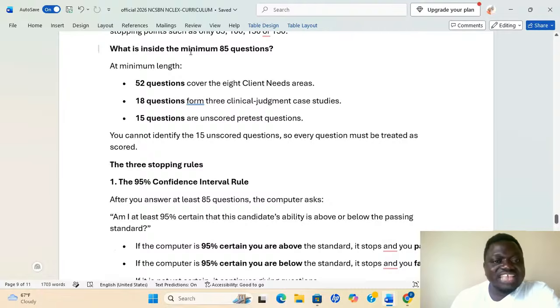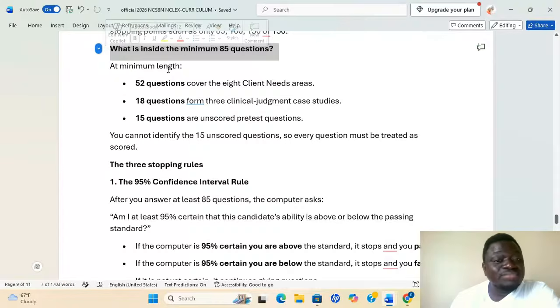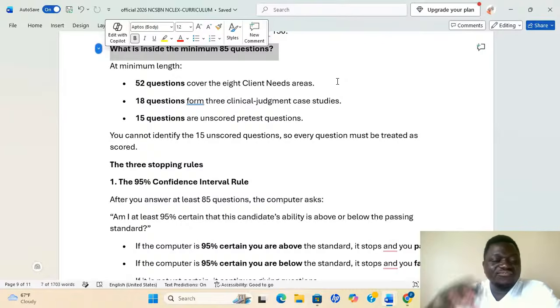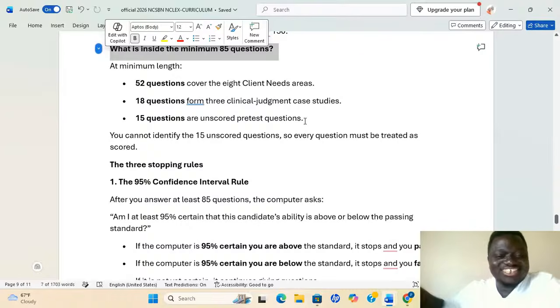So what is inside the minimum 85, your first 85 questions? At minimum length, they will test you on what? 52 questions will cover all the 8 areas, and 18 questions will form 3 clinical judgment cases. They will choose 3. They've divided the clinical judgment. And 15 questions are non-scored pre-test questions for the next 3 years. So out of the 85 you are doing, 15 questions they are not scoring.